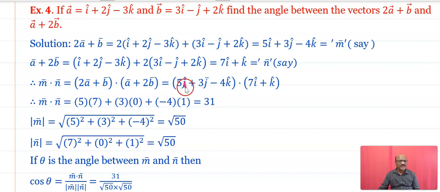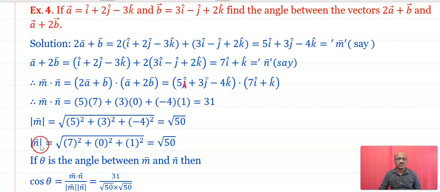5i cap dot 7i cap, that is 5 into 7. What about the next? 3. The term of j is absent in the second vector, therefore 3 into 0. And what about the last? Minus 4 into coefficient of k, here k is 1. Minus 4 into 1. That is 5 into 7, 35. 35 minus 4 into 1, that is minus 4. Sorry, 35 minus 4, then you will get 31.